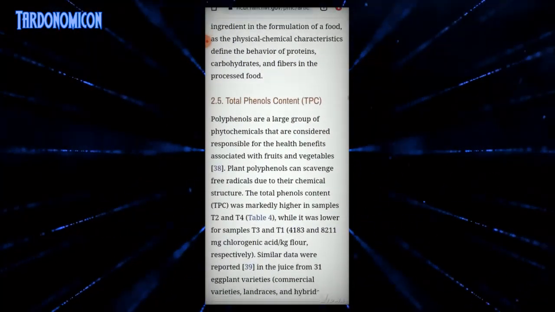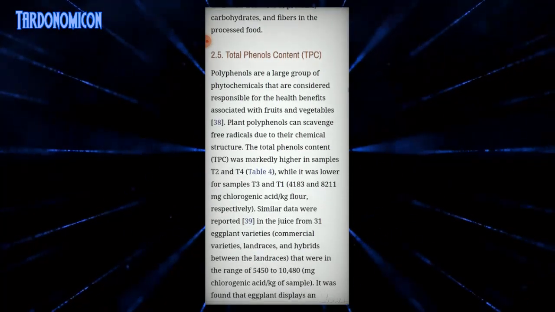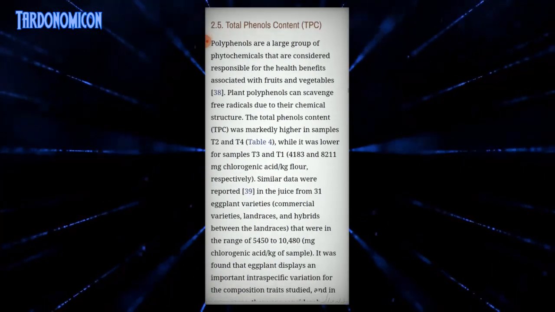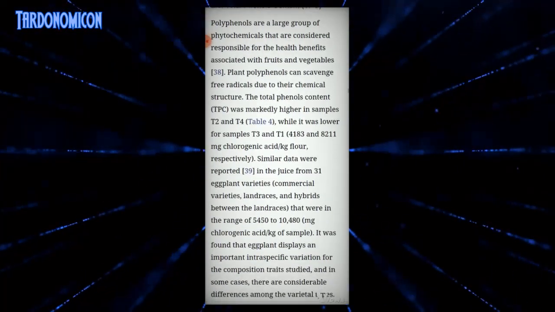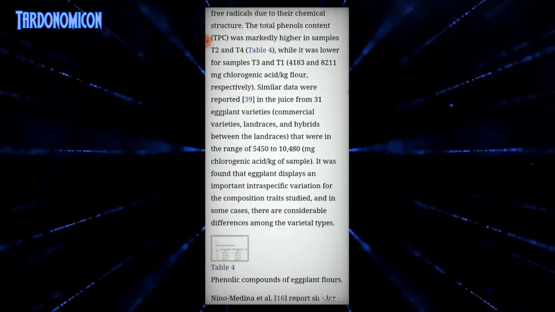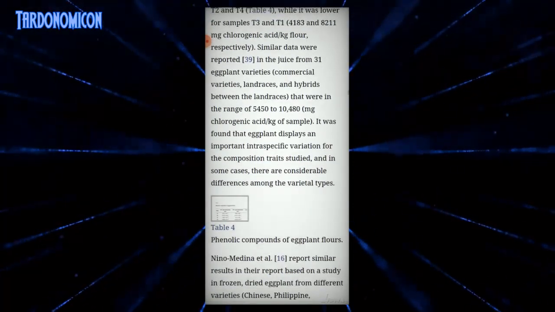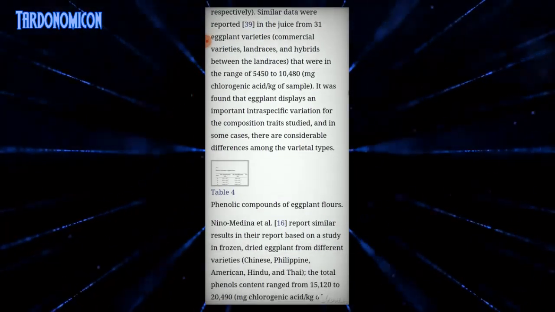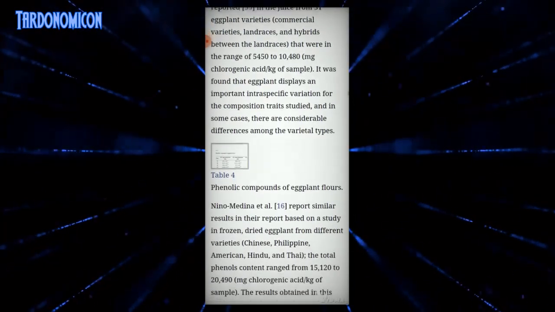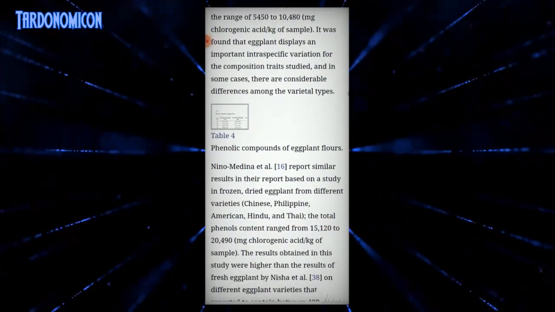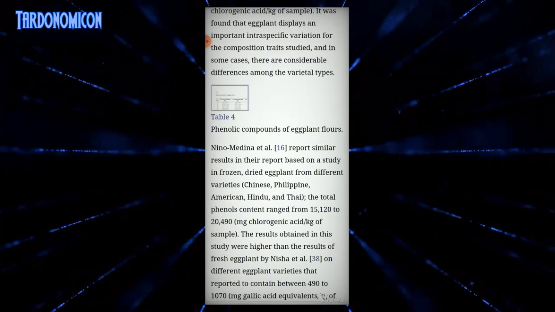Phenols are a large group of phytochemicals that are considered responsible for health benefits. Plant polyphenols can scavenge free radicals. The total phenol content was markedly higher in some samples while it was lower in other samples. It has been found that eggplant displays an important intraspecific variation for the composition traits studied, and in some cases, there are considerable differences among varietal types.